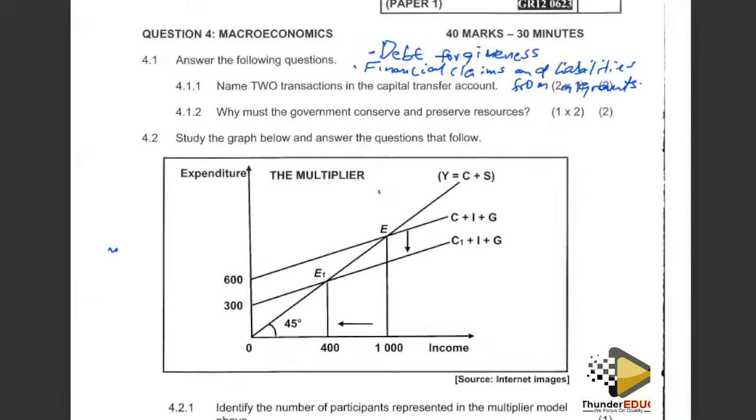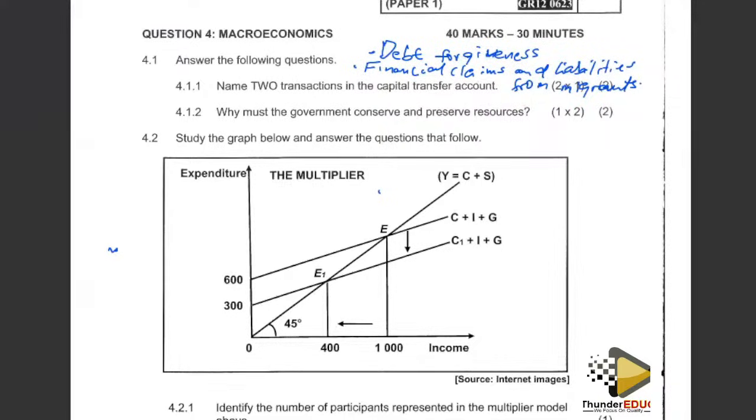The next question is 4.1.2. It reads as follows: why must the government conserve and preserve resources? There are different reasons. One is that the government protects resources to ensure sustainability of those resources. For example, there are laws against the poaching of rhino and abalone, as these species may become extinct if they are not protected. And again, the government conserves resources to ensure less expenditure on recovering the resources. Given the marks allocated, the expectation is to come up with 1 point.